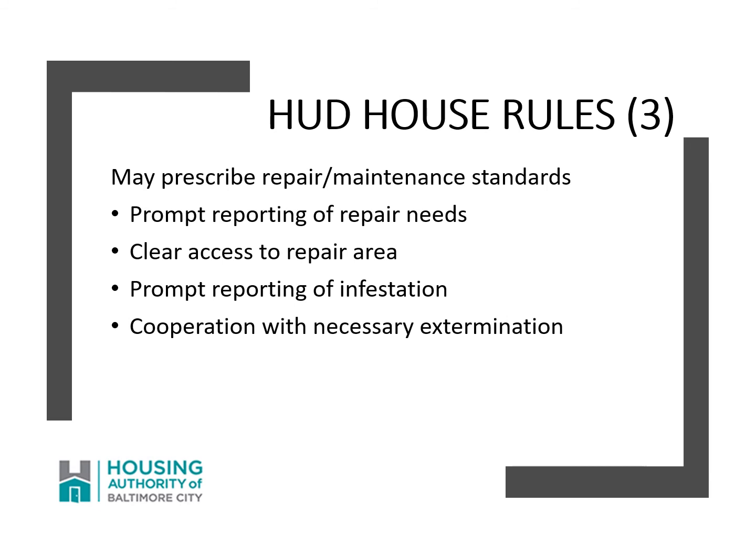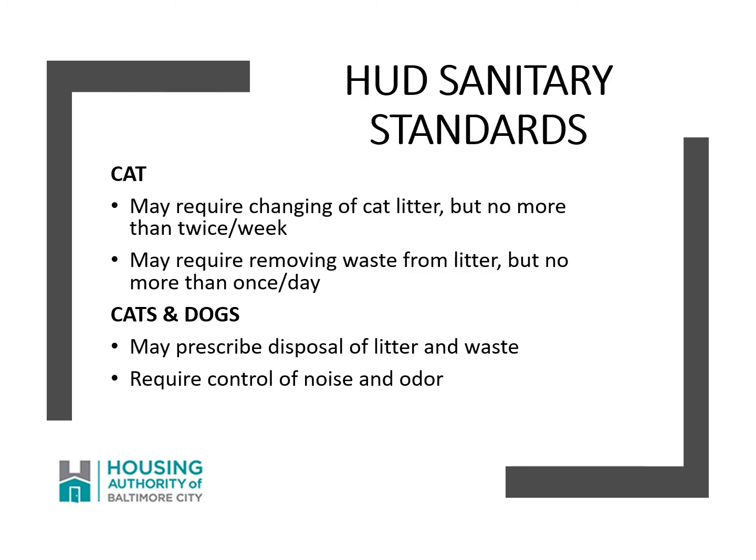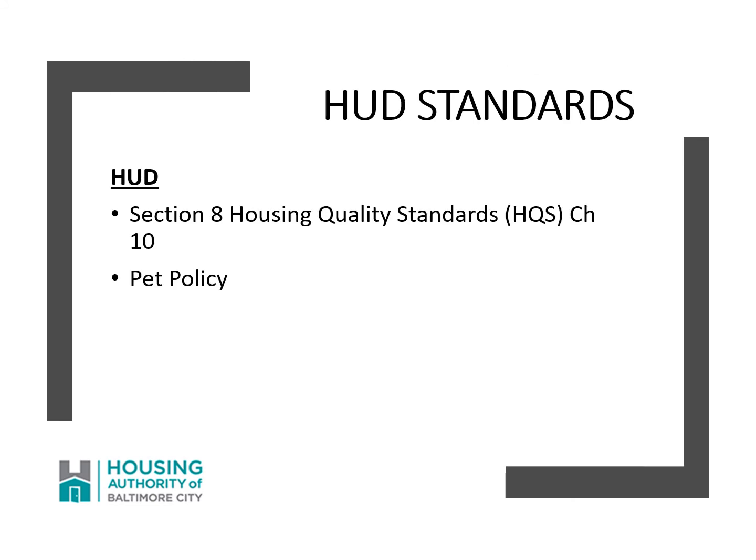HUD house rules may prescribe repair and maintenance standards, prompt reporting of repair needs, clear access to repair areas, prompt reporting of infestation, and cooperation with necessary extermination. HUD sanitary standards for cats may require changing of cat litter, but no more than twice a week. May require removing waste from litter, but no more than once a day. For cats and dogs, may prescribe disposal of litter and waste, and require control of both noise and odor. HUD standards include Section 8 housing quality standards and a pet policy.